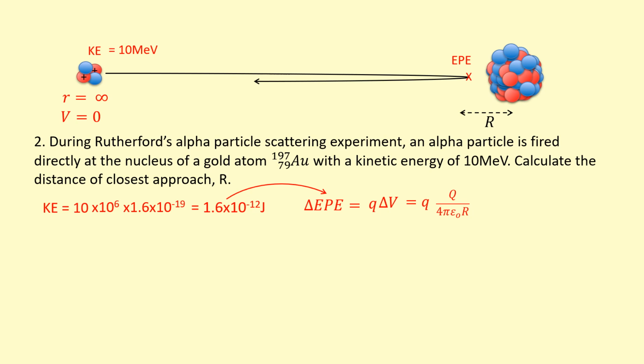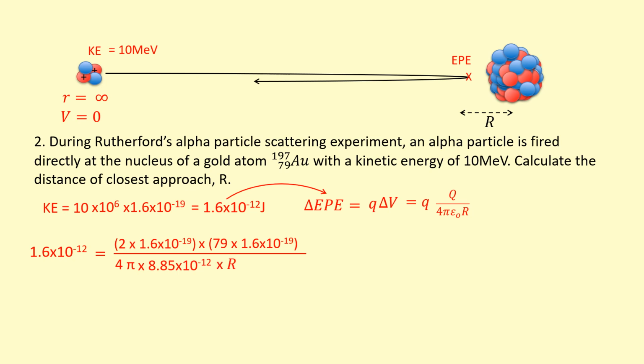So the change in electric potential energy comes from the kinetic energy, so that's 1.6 times 10 to the power minus 19. And then we've got lowercase q here, which is the charge of the alpha particle, which is 2 times the charge of a proton. There's 2 protons in there. The neutrons don't have a charge. And then the charge of the nucleus of the gold. That's got 79 protons, so it's 79 times the charge of a proton over 4 pi, which is a constant, epsilon is a constant, times r.